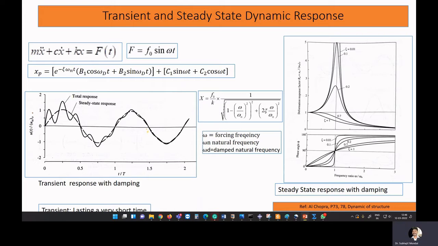Here we are going to discuss your transient response and your steady state response. If you have a system, for example a beam, and you are able to identify the mass matrix, the stiffness matrix and the damping matrix, then we can write the dynamic equation of motion like this: m x double dot plus c x dot plus k x equal to f(t). f(t) is your forcing function.